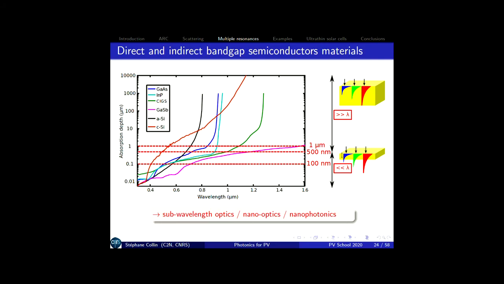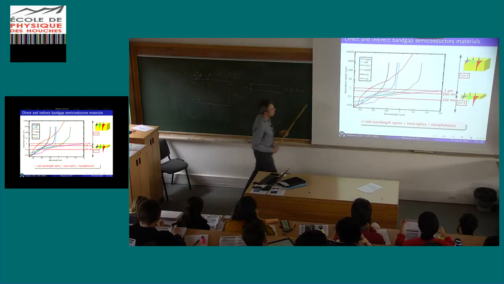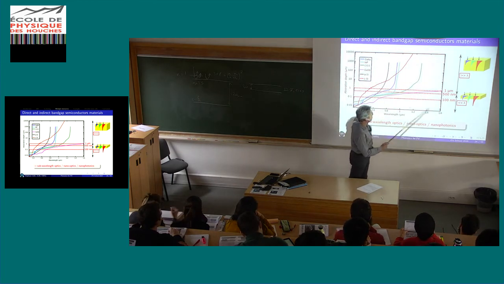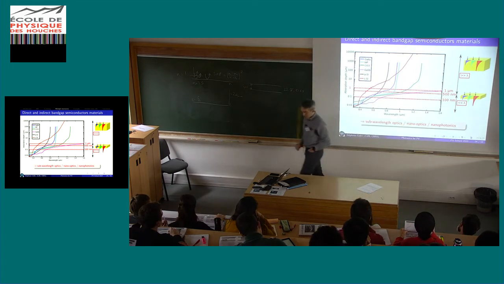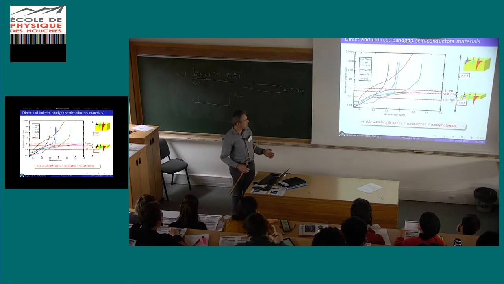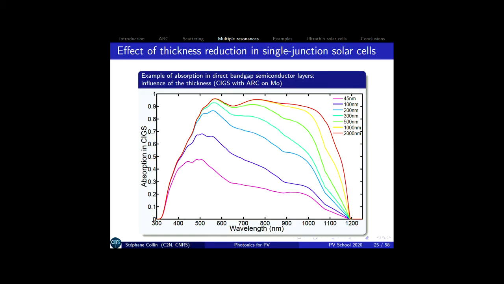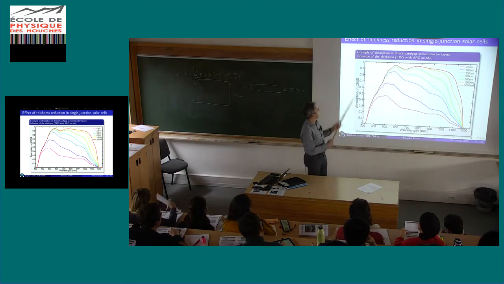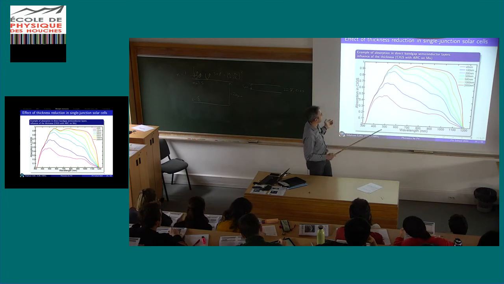If you look at direct band gap semiconductors, you have a much lower absorption depth, and you can see that in the visible range you have absorption depth below, let's say, 1 micron. So it also means that you cannot use simply ray optics, and you need other tools. You need wave optics and even nanophotonics concepts. Just an example of what you can calculate is the absorption in CIGS. You can have the same with any other direct band gap semiconductors.